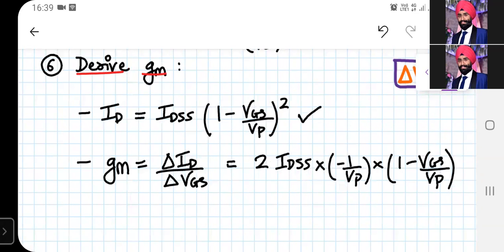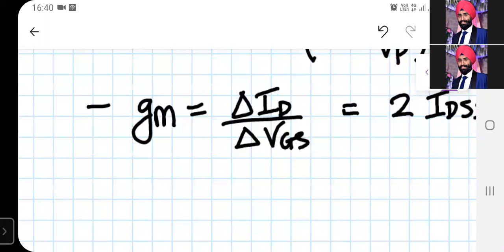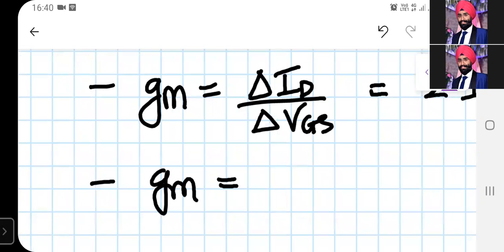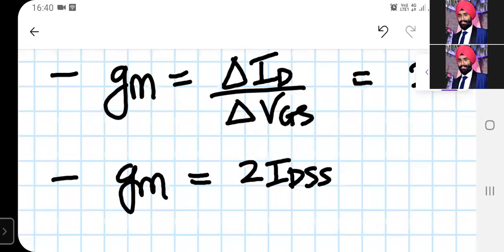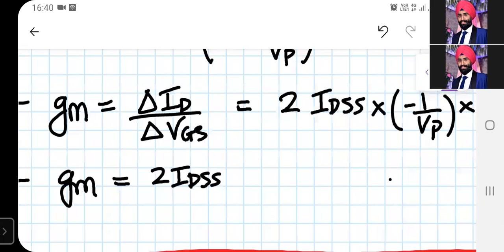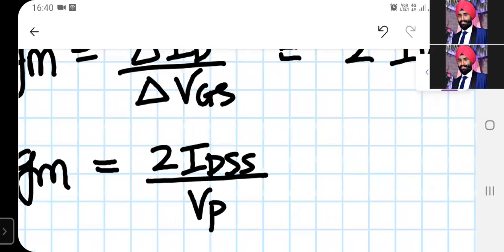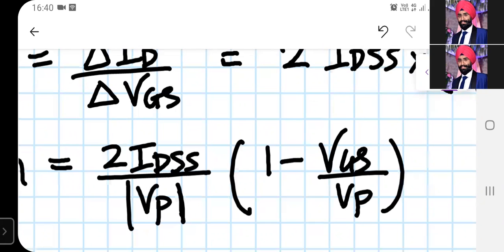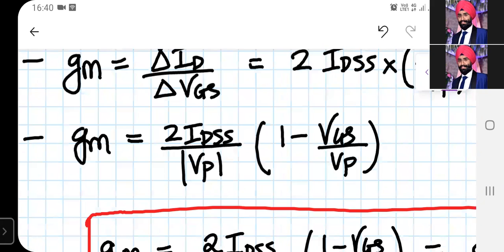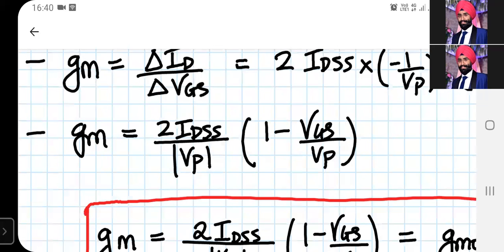So you will have twice IDSS into minus 1 upon VP. Why minus 1 upon VP? Because it is associated with VGS into 1 minus VGS upon VP. Okay, and we further write it down as GM is equal to... VP itself is negative, you know. So we write it over here twice IDSS upon VP into 1 minus VGS upon VP. So we write a mod over here just for simplicity. So this is the expression, and this is the derivation of GM, that is transconductance.